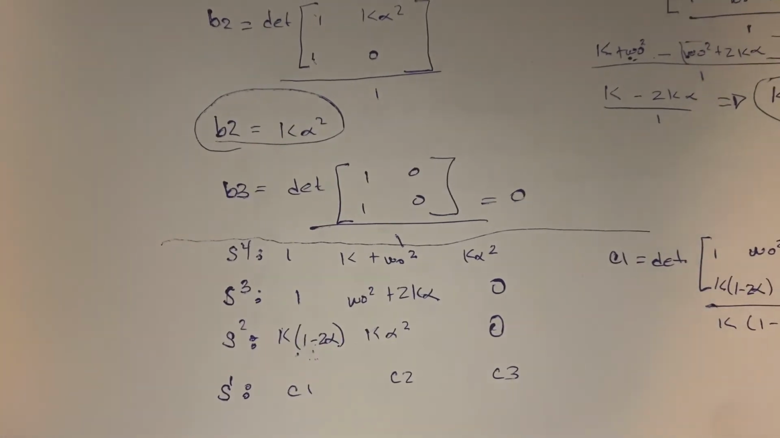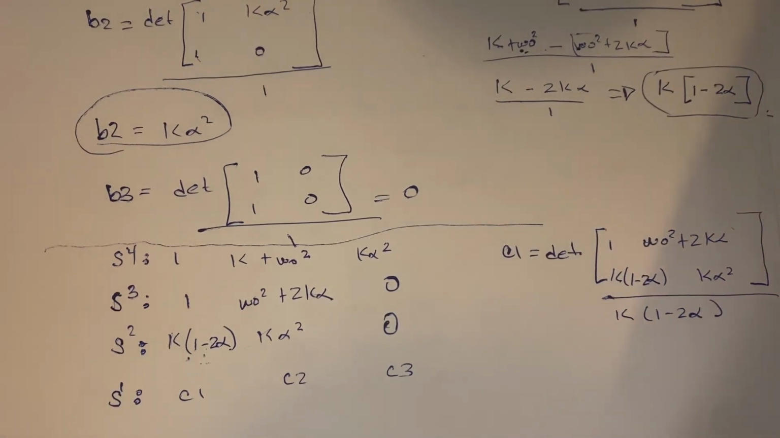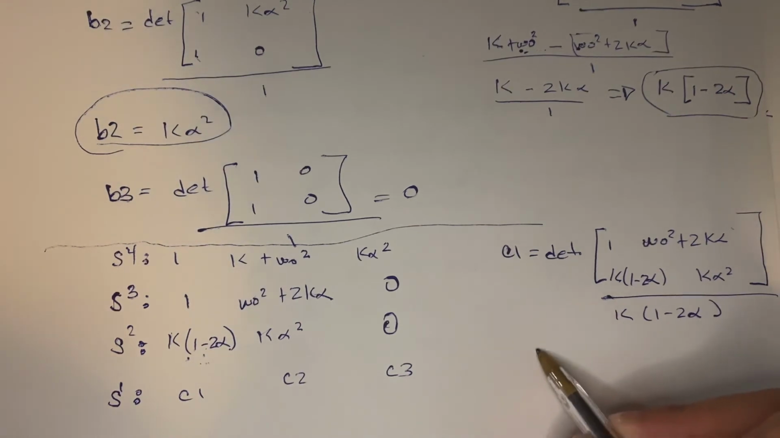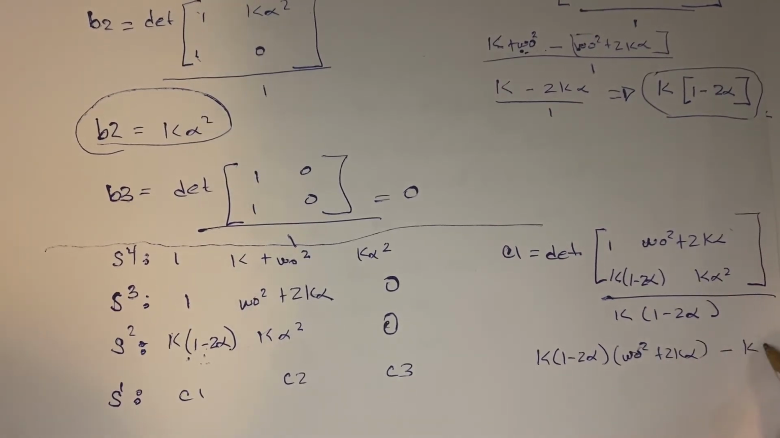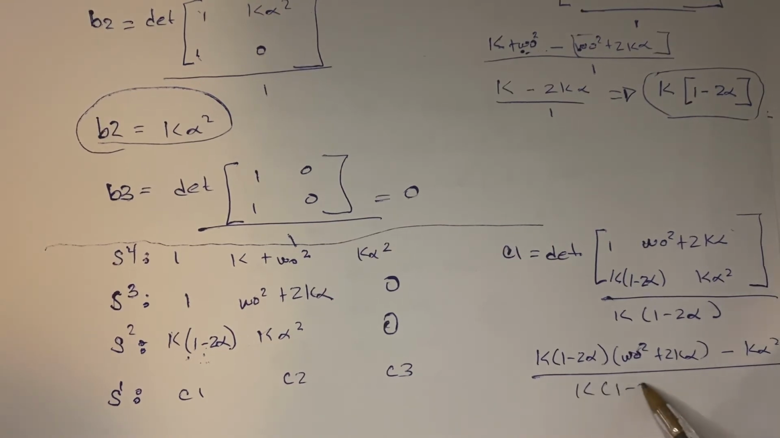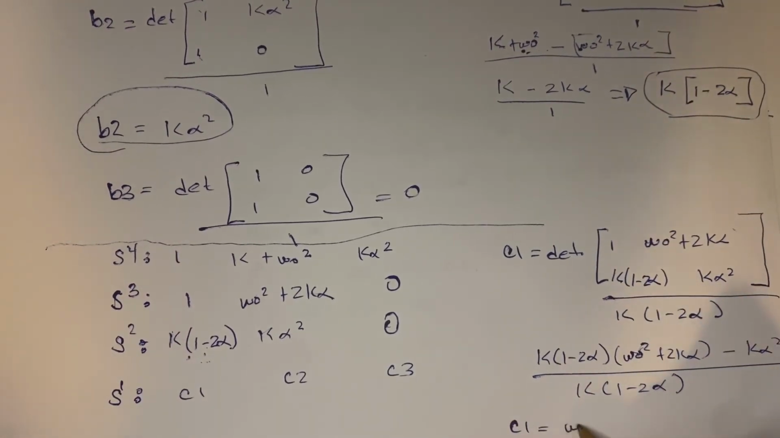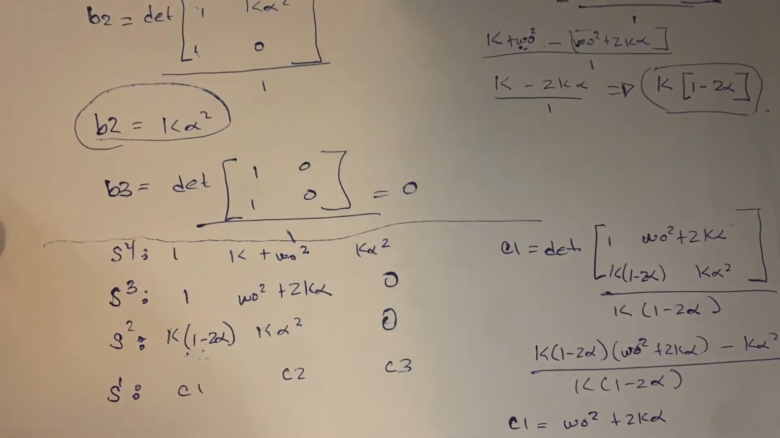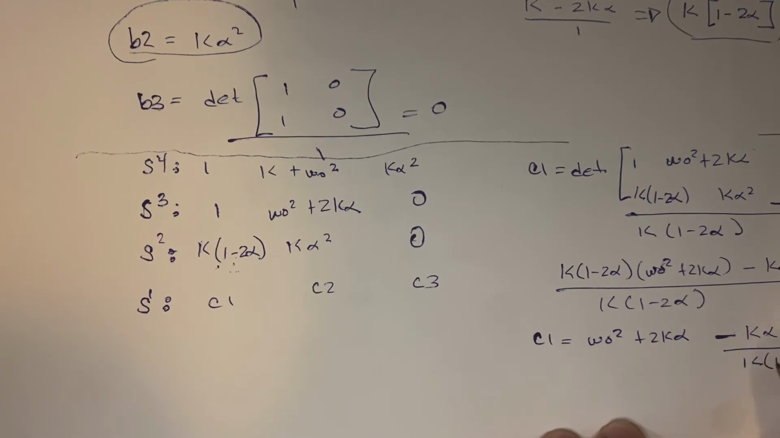So now let's determine the value of C1. When you solve this equation, you cross multiply as we did before. So we got K1 minus 2 alpha, w0 squared plus 2K alpha, minus K alpha squared, divided over K1 minus 2 alpha. If we separate this, we're going to get C1 equal to w0 squared plus 2K alpha, and then this other section will be minus K alpha squared over K1 minus 2 alpha.